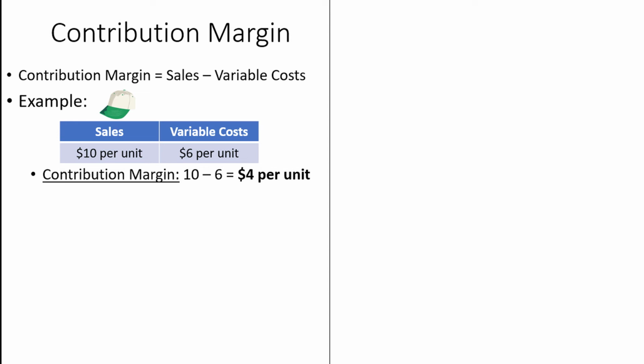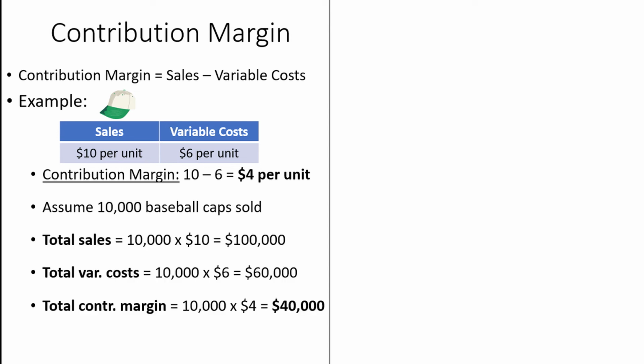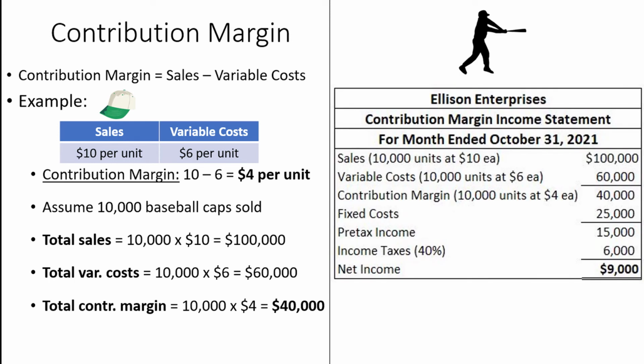If we also know that the company sells 10,000 baseball caps, we could multiply all of the per unit amounts by 10,000 to get totals. This would leave us with $40,000 in total contribution margin. All of this can be summarized on the first three lines of the contribution margin income statement. Sales minus variable cost equal contribution margin. Contribution margin is not the same as net income. There are still fixed costs that need to be subtracted.